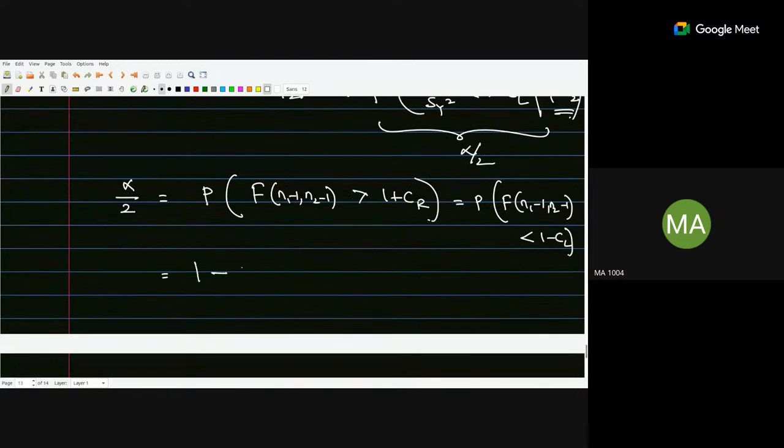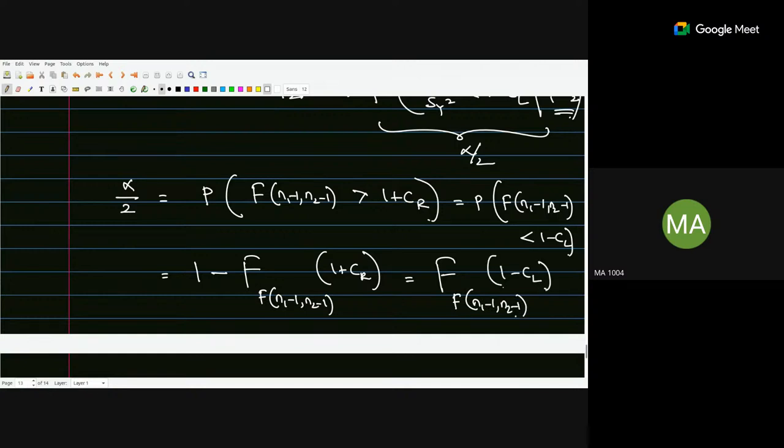So this I can write as 1 minus F of n1 minus 1 and n2 minus 1 of 1 plus CR. And this is equal to F with n1 minus 1 and n2 minus 1 of 1 minus CL. Because there is less than, I can directly write it as the CDF. If it is greater, 1 minus that will be the CDF. So this will be equal to alpha by 2. So now we are done. Depending upon alpha, if CL or CR is given to you, you can compute alpha. Or if alpha is given to you, you can compute CR or CL.